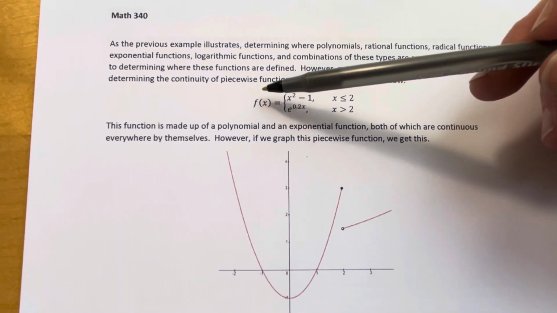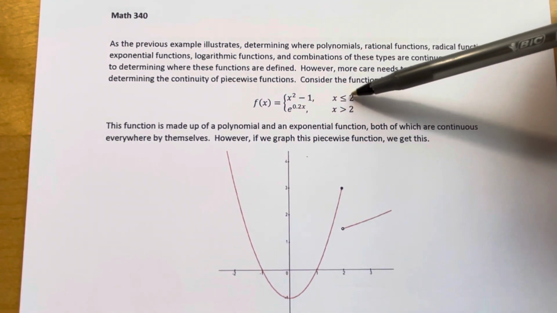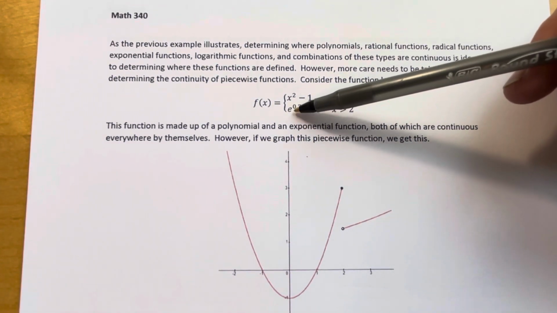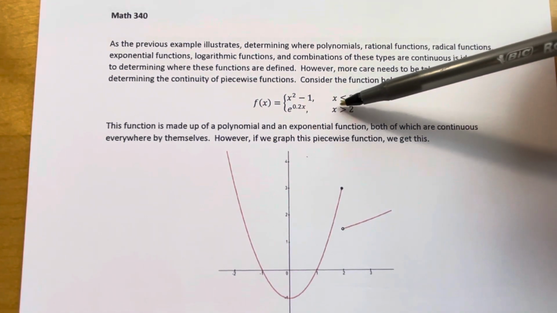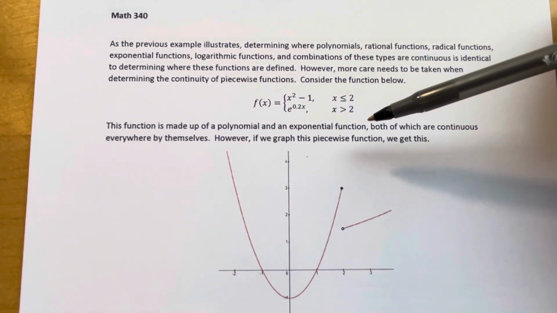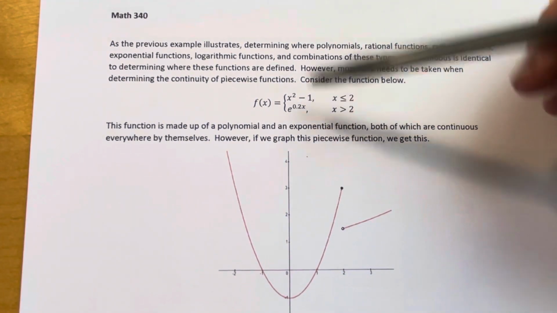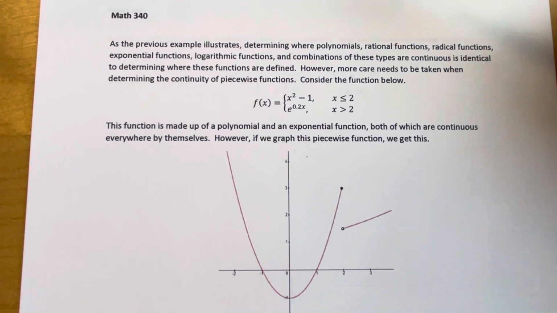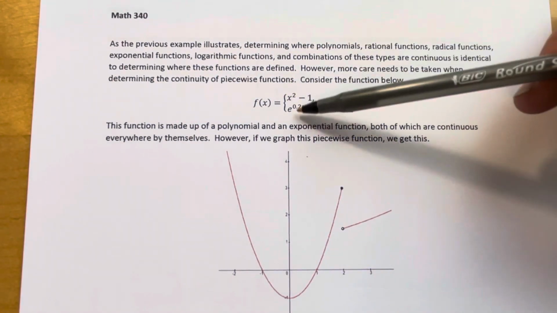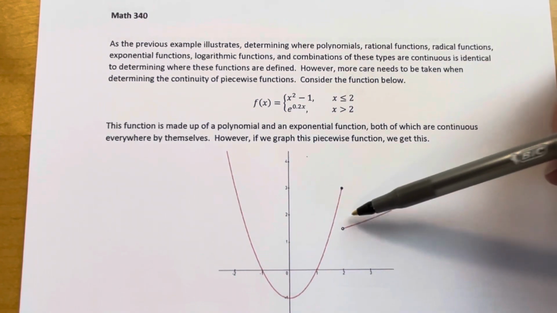This is a piecewise function. F of x is equal to x squared minus 1 whenever x is less than or equal to 2, and it's equal to e to the 0.2x whenever x is greater than 2. Both of these functions by themselves are continuous for every real number, because both of these are functions whose domains are all real numbers. Polynomials have all real numbers in their domain, so do exponential functions. However, this piecewise function is not continuous everywhere. And I can see that when I try to graph it.